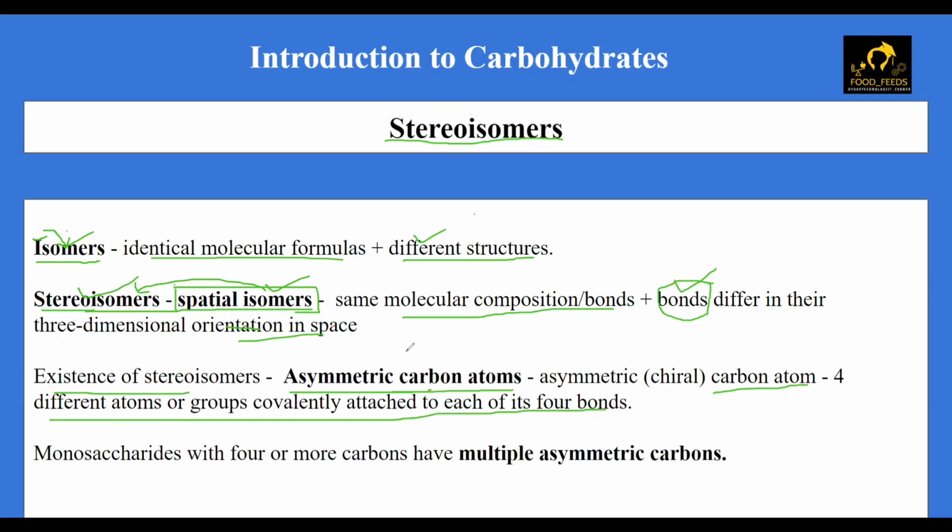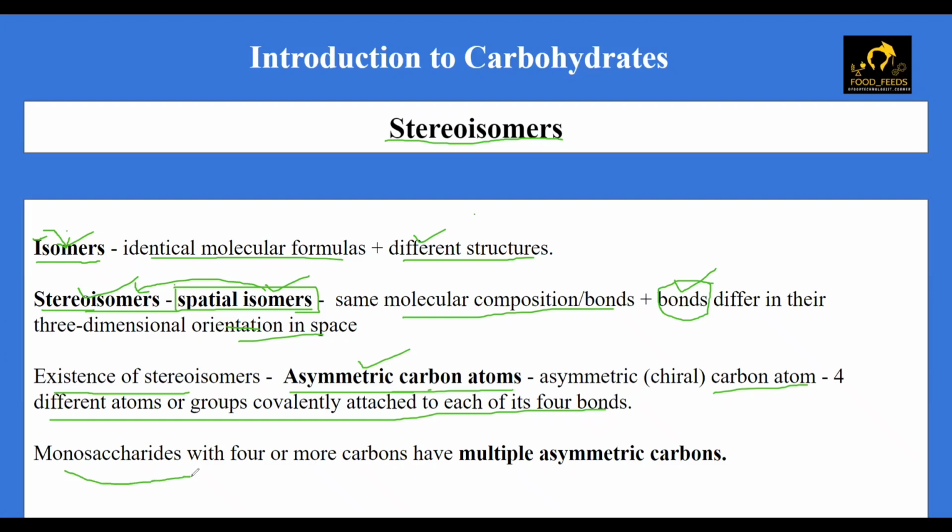What is an asymmetric carbon atom? It is basically a carbon atom which has 4 different atoms or groups covalently attached to each of its 4 bonds. So at each side of the carbon, there will be a different group. That is said to be an asymmetric carbon atom.